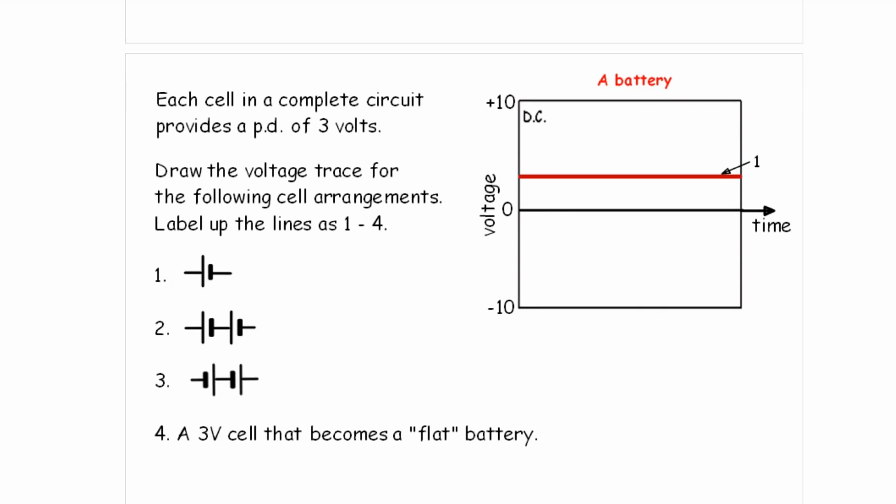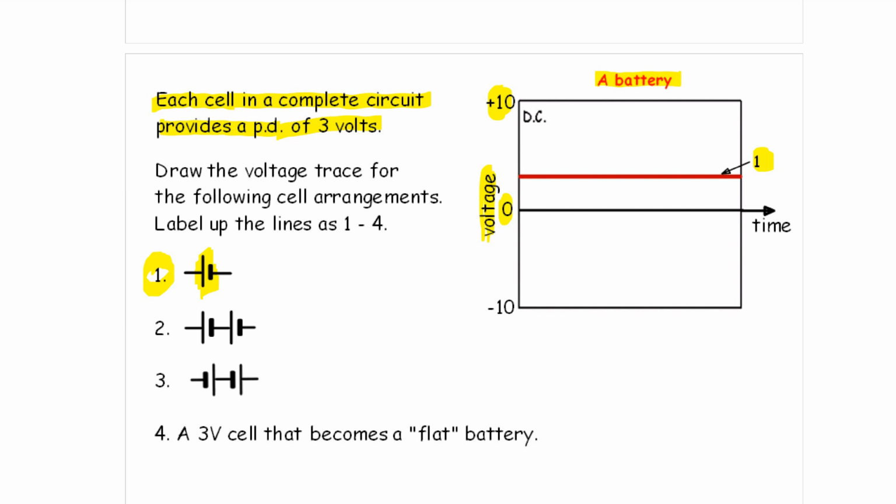Now, each cell in a complete circuit provides a PD, or voltage, of 3 volts. So we've got one cell here, number 1, and we've got a voltage. There's the line for number 1. This is because it's DC, direct current provided by a battery or a cell. We've got a voltage of approximately 3 volts. There's 0 volts.